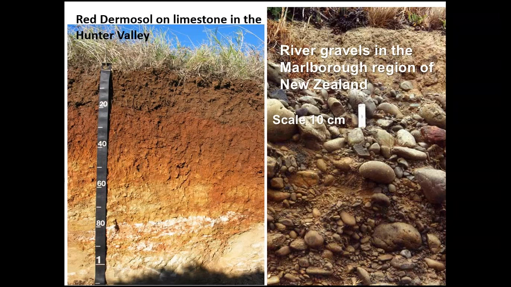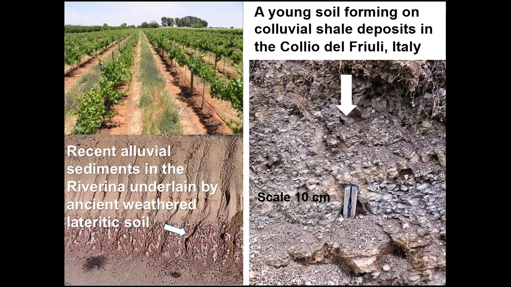On the left-hand side, we have another example of a rather unusual soil. You see there's alluvial sediments in the Riverina, which are quite extensive, but they overlie an ancient weathered soil called a laterite. And this laterite goes back millions of years into the tertiary, but the alluvial material has been washed out over the plains from the mountains in relatively recent times.